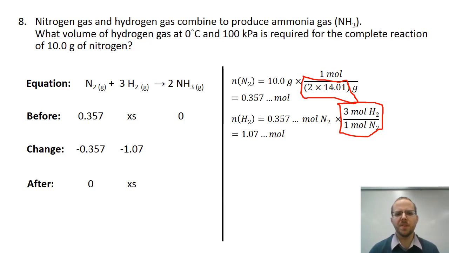And so now we can complete that section of the table, and we can also use the mole ratio of 1 to 2 to fill out the section under the ammonia for completeness. But for this particular question, we aren't being asked to calculate that value.